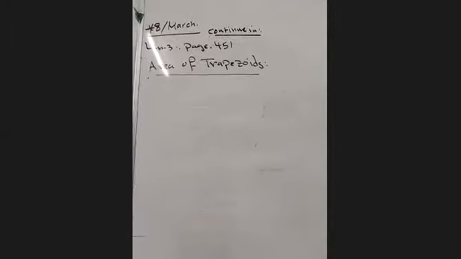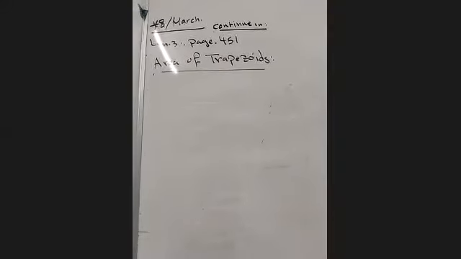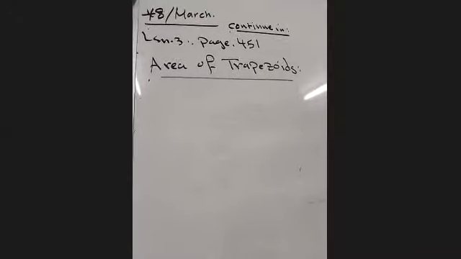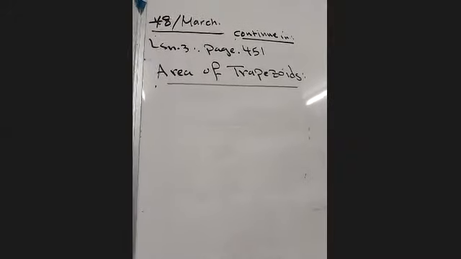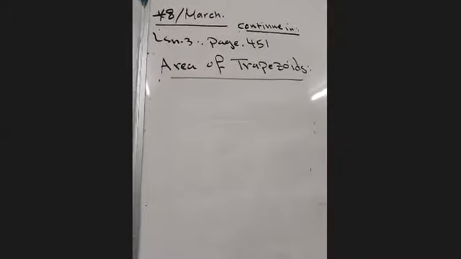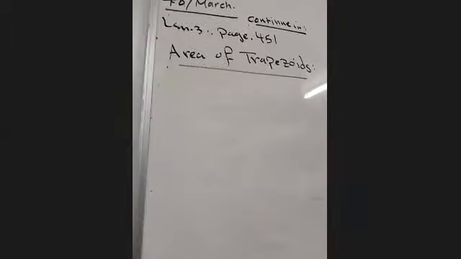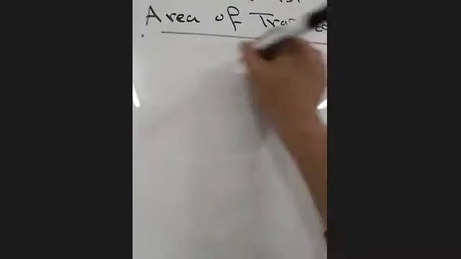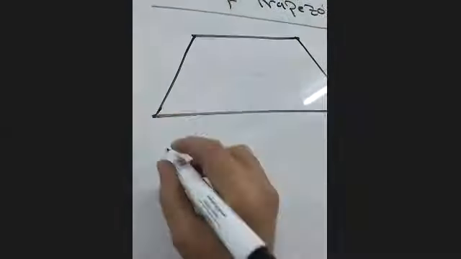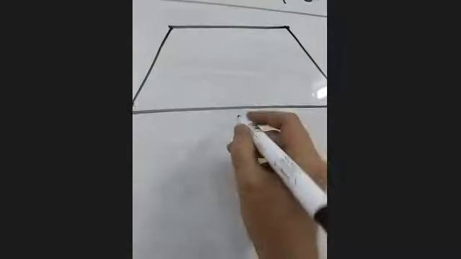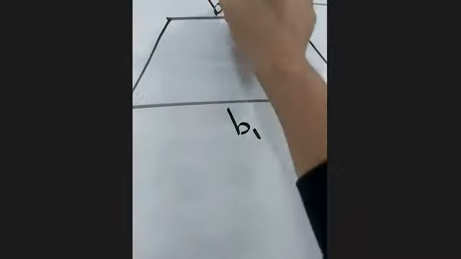Good morning, grade 6. Good morning, and today, inshallah, we'll continue lesson 3, page 451, area of trapezoids. Now, let's remember yesterday what we did. Yesterday, we said this quadrilateral is a trapezoid. It has two bases, base 1, base 2.